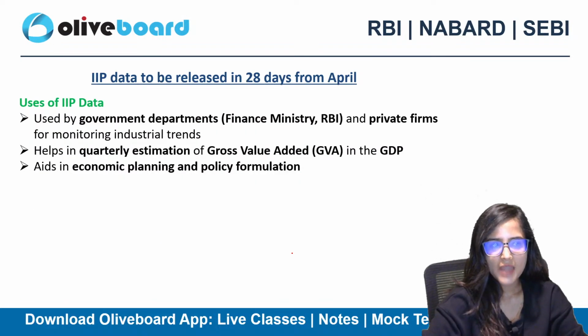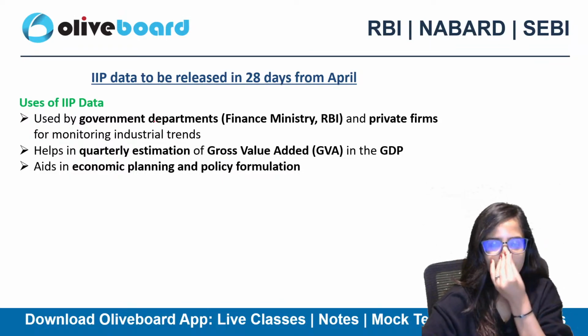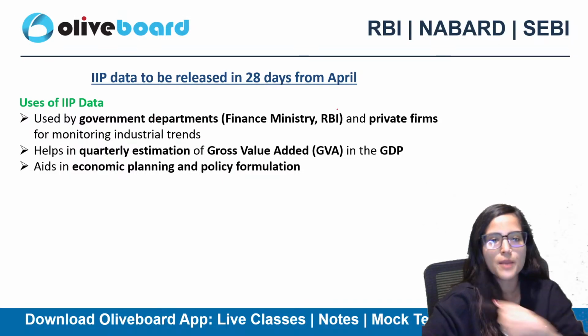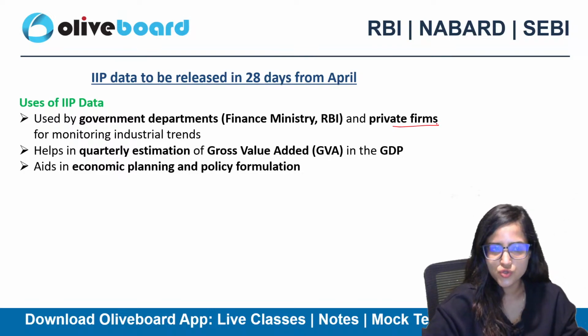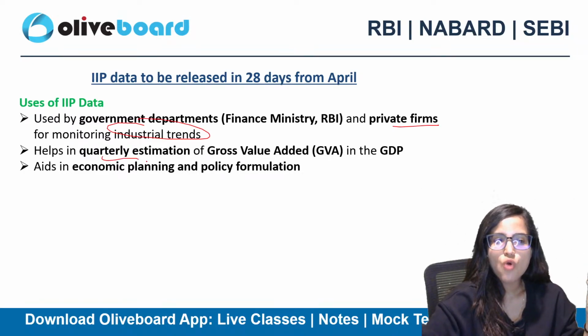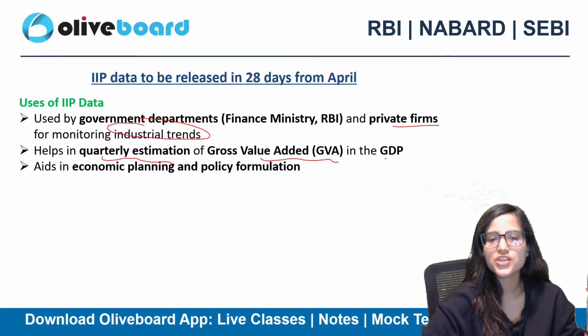And where is this IIP data used? It is used by government departments, finance ministry, by RBI, private firms also, for monitoring the industrial trends. Then it helps in quarterly estimation of GVA in GDP.